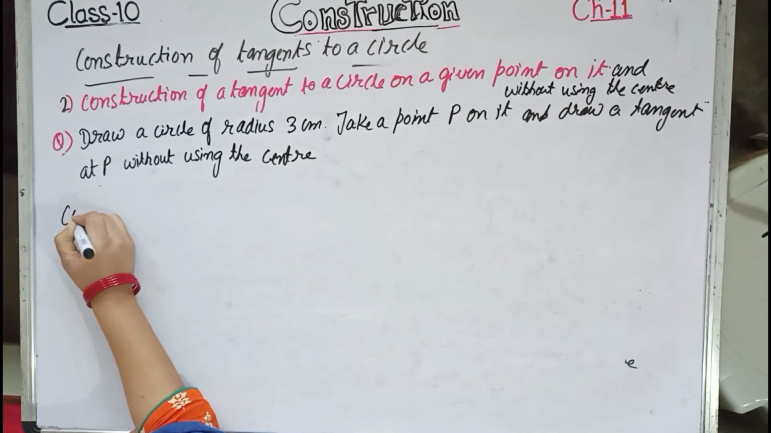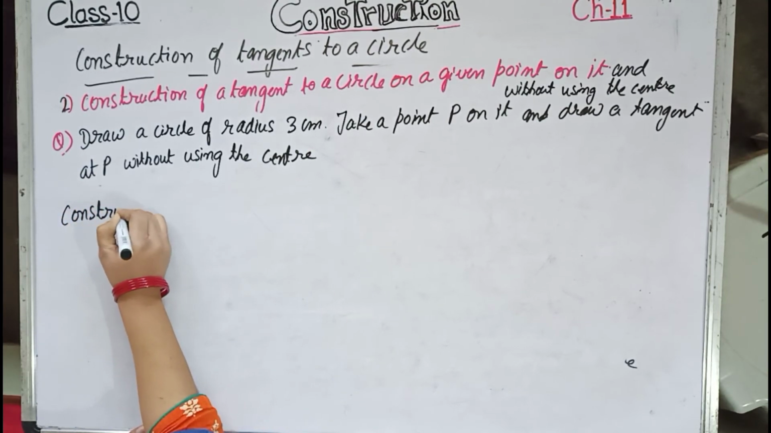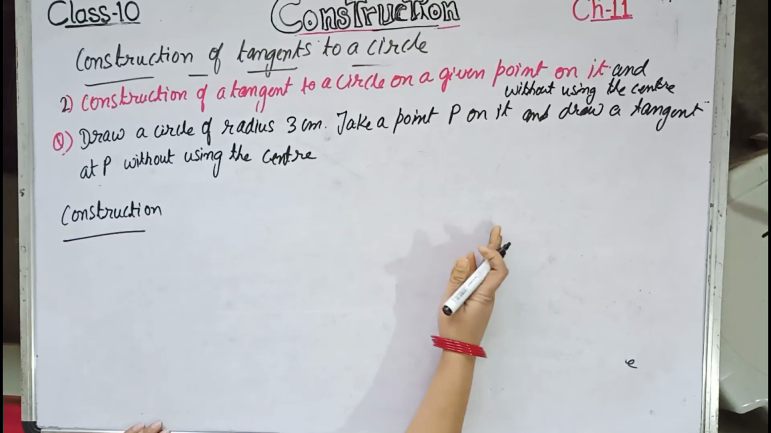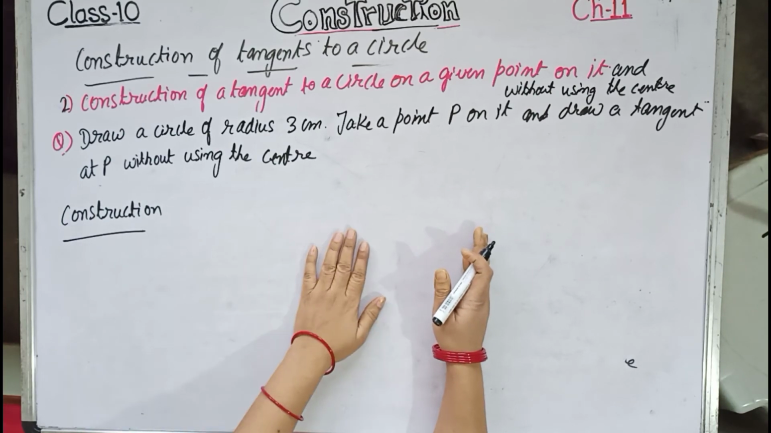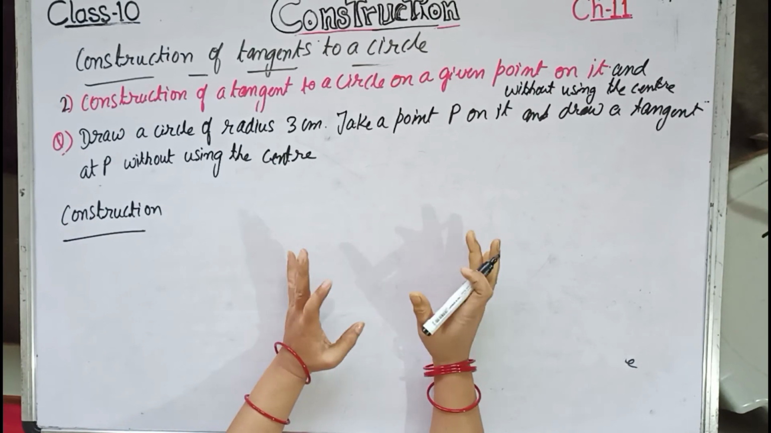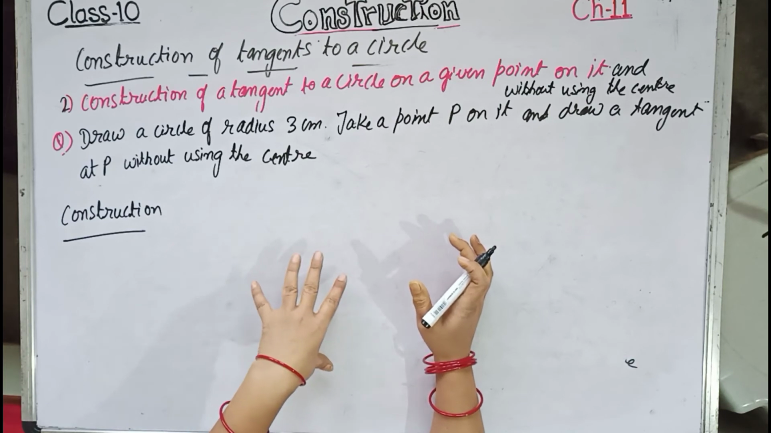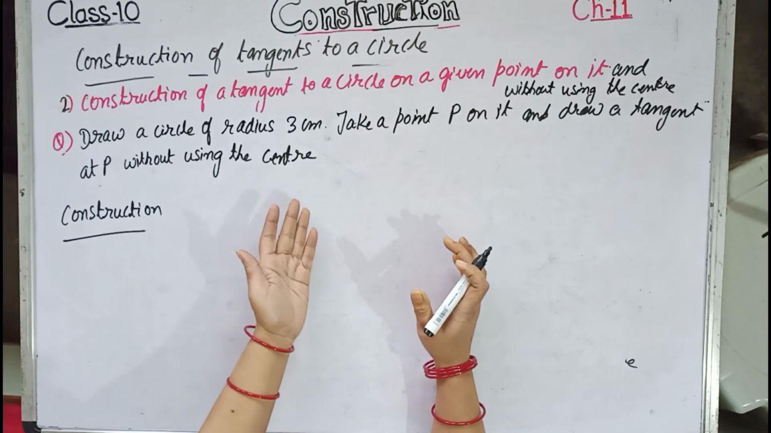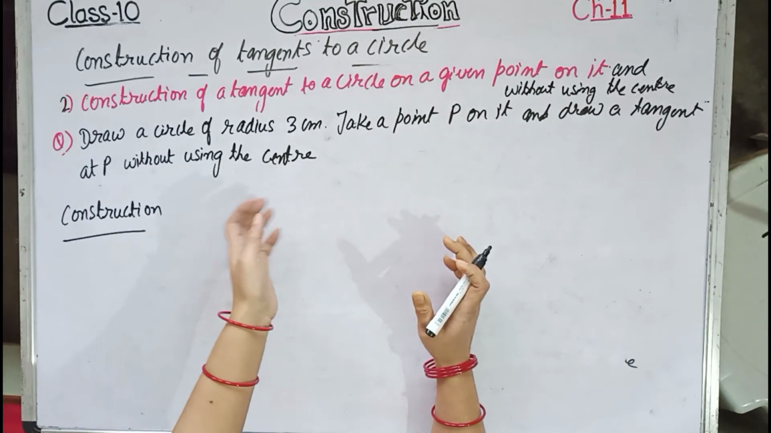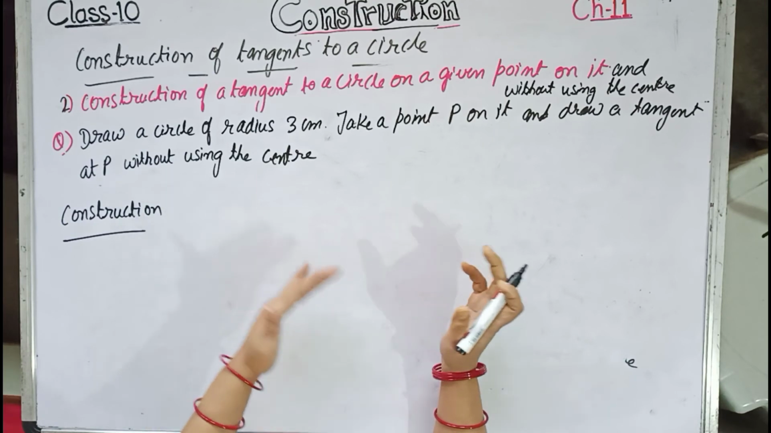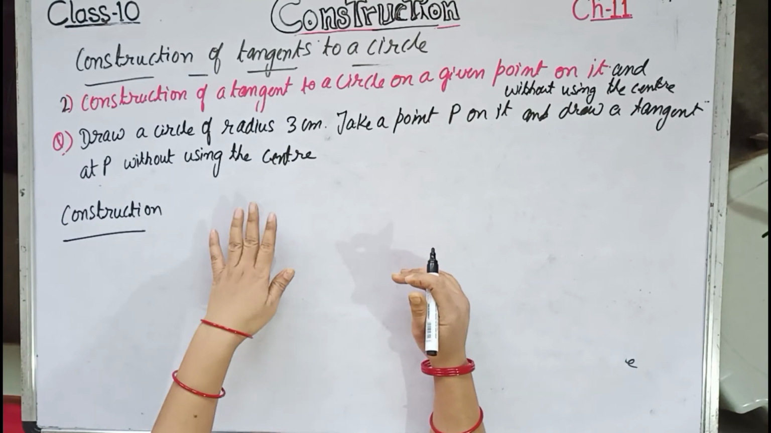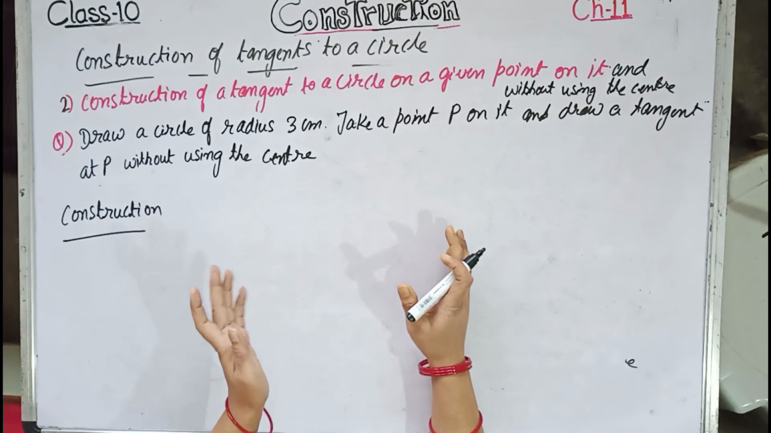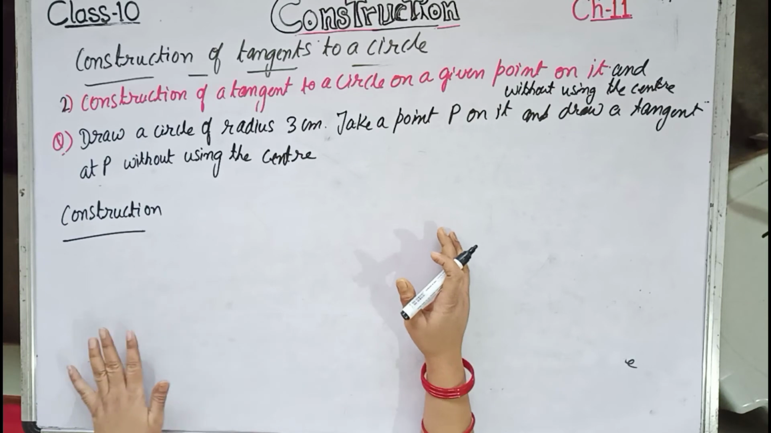So in construction part, the given part, children, please write. Since I have written the question, I am not writing the given part. Always in construction, whenever you are drawing on the answer sheet, please write the given part. Given or to draw: to draw a circle of radius 3 centimeter and to take a point P on it and hence draw a tangent on it without using the center. Means whatever it is asked, please give the introduction to the teacher. The teacher should know by your writing what the question is saying to draw.